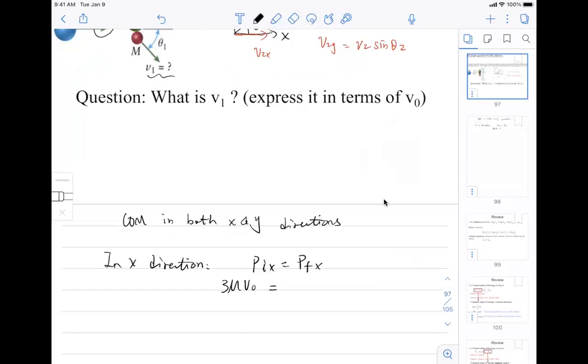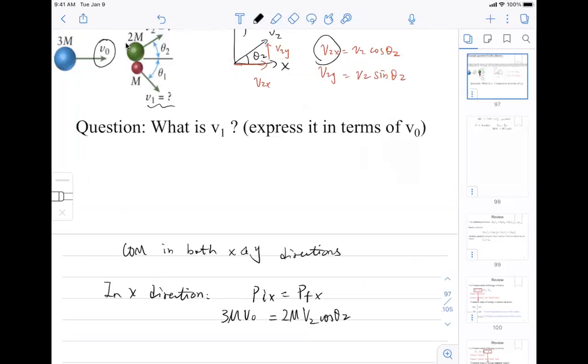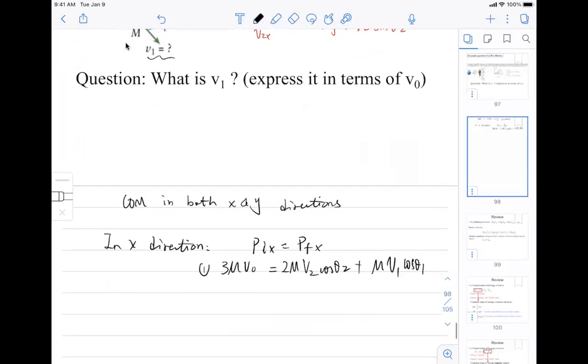All right, so the momentum final, you can see that now you have two parts. One is the 2m, right? 2m moving with v2 cosine theta 2 because I want the x direction. The other one is 1m moving with v1 cosine theta 1, okay? Right, so only x direction. Now let's apply it in the y direction.